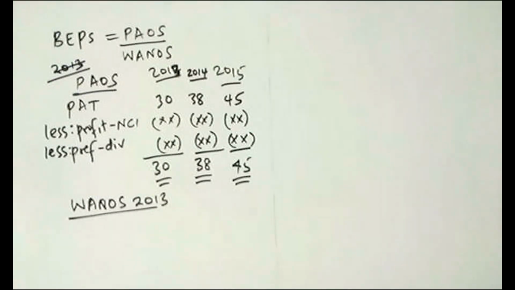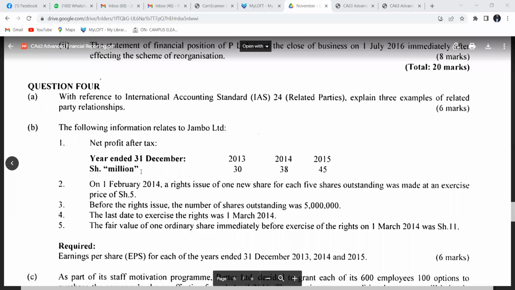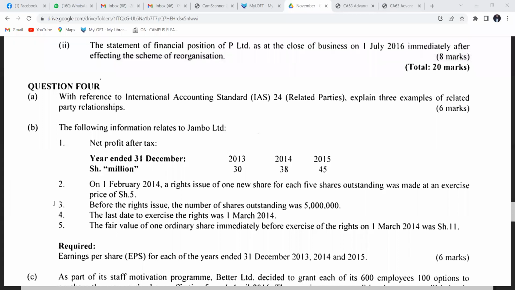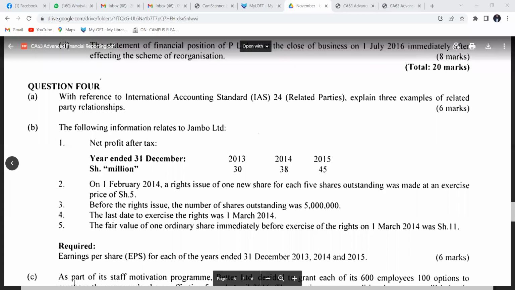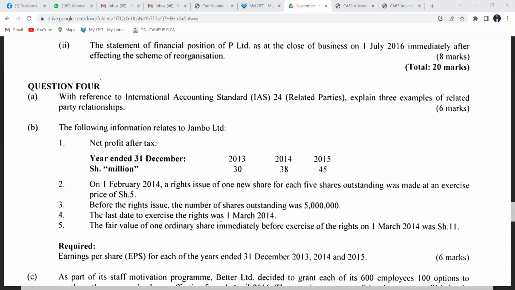If I display this question, who can tell me the ordinary shares which were there in 2013? Remember that they said in note 3, before the rights issue, the number of shares outstanding was 5 million. When was the rights issue?